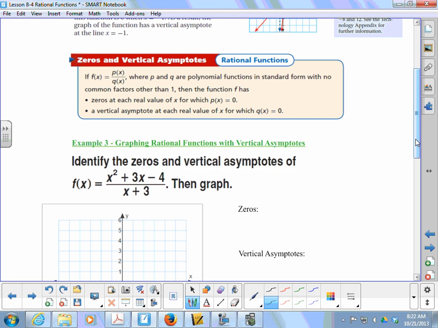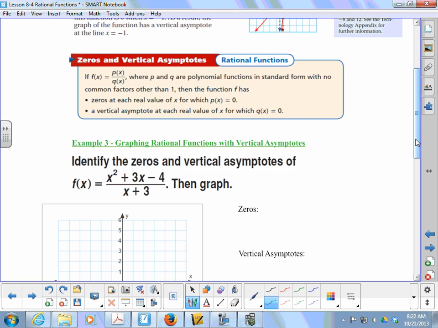They have no common factors other than 1. Okay? All right, so we're not going to be able to cancel anything. We're going to talk about that when that situation happens tomorrow. Okay? So we have zeros at each real value of x for which the numerator equals 0.